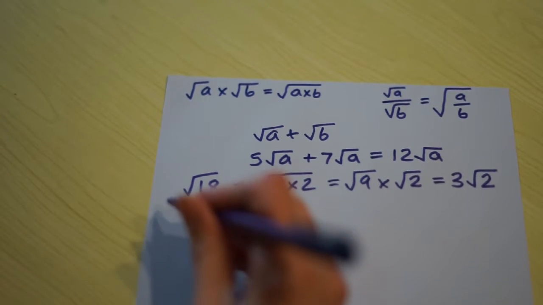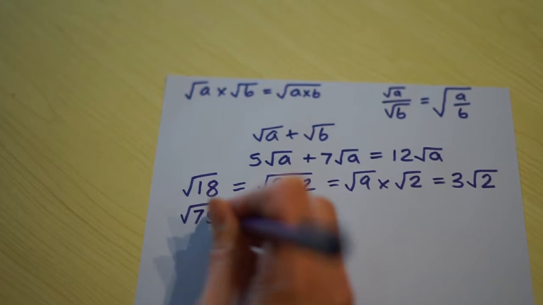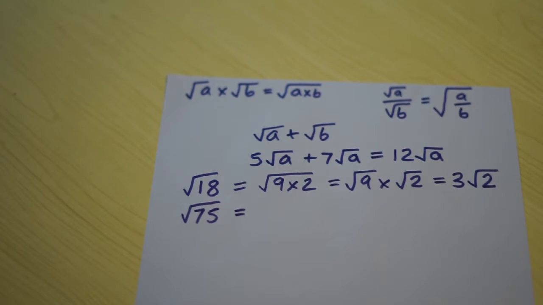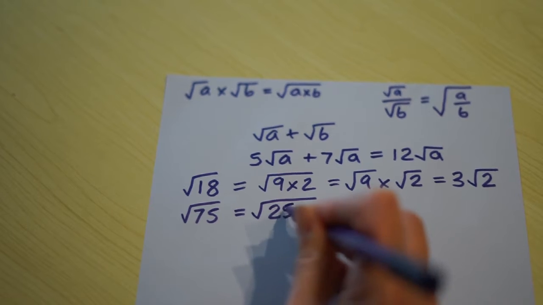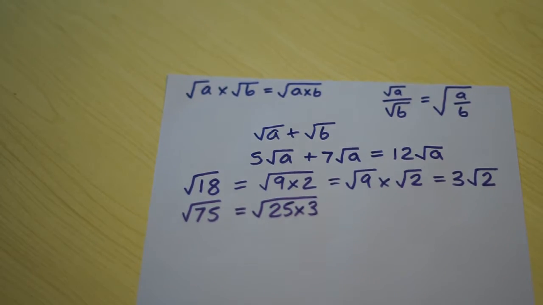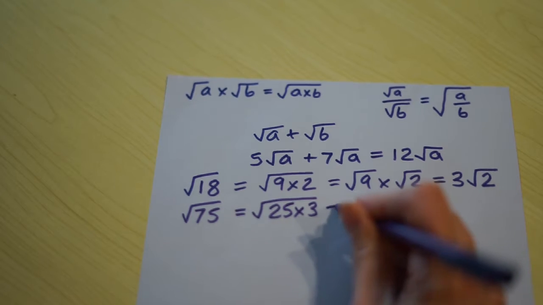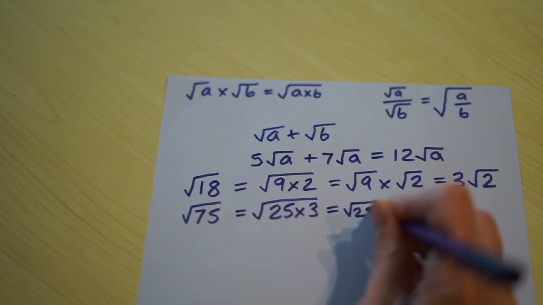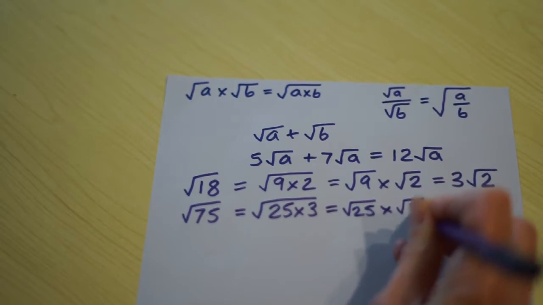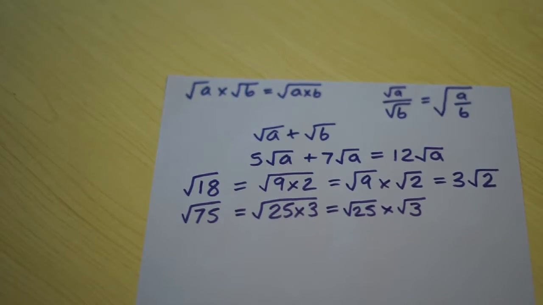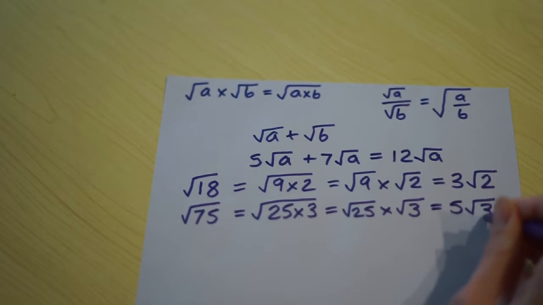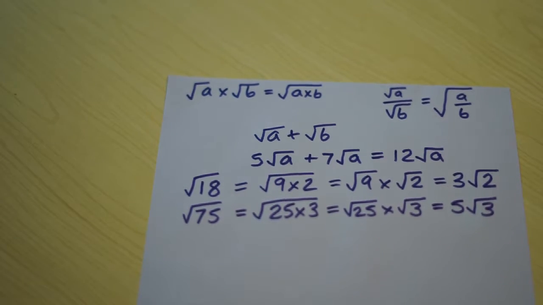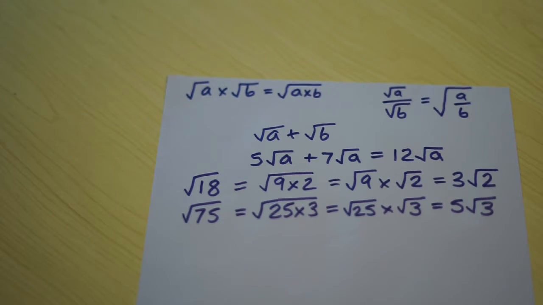Okay, let's have a look at another example. Square root of 75. So we need to look at a square number factor of 75. And that is 25. 75 is 25 times 3. Split that up. We know the square root of 25, which is 5. Square root of 3 stays as it is. So we've simplified it as much as we can.